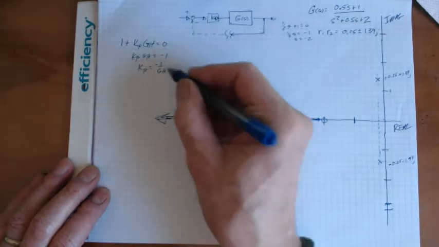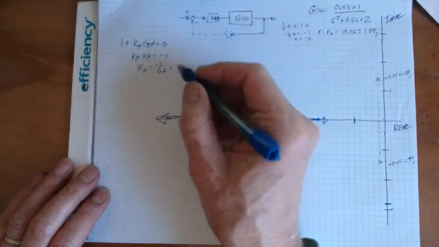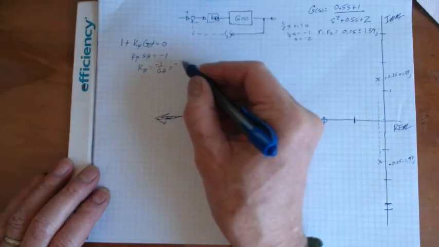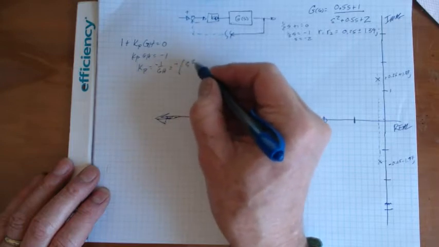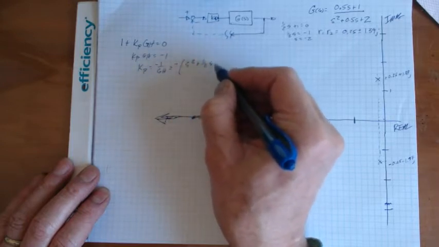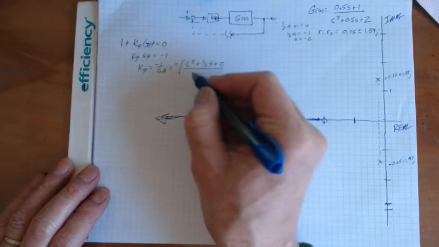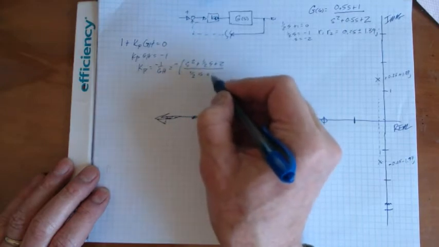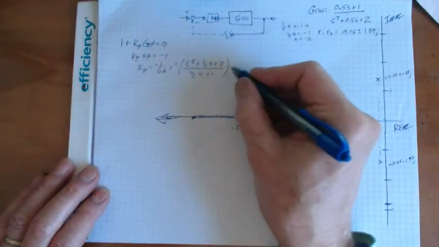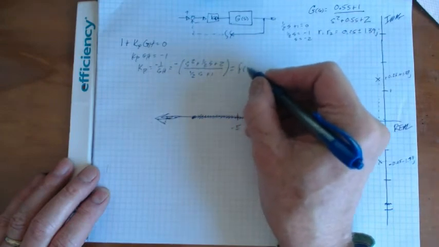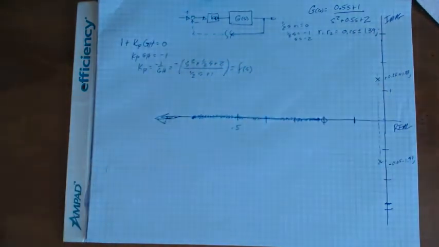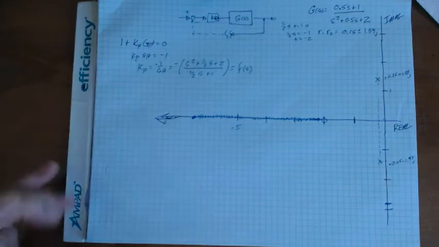There's a minus sign there, and what we're going to do is just do 1 over GH. I'll just put the minus sign outside. This is s squared plus 1/2 s plus 2 divided by 1/2 s plus 1. So I'm going to call this f of s. This is some function of s. That's k.